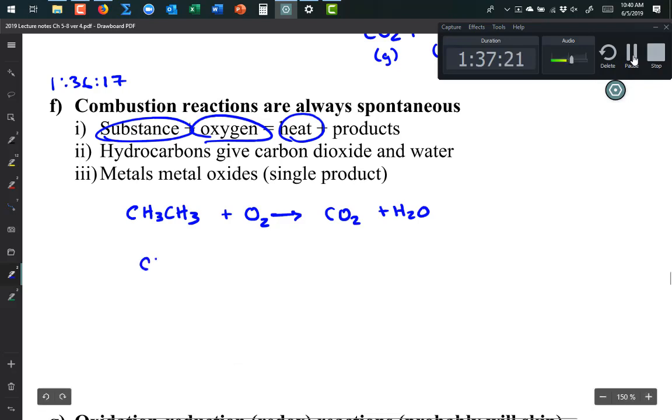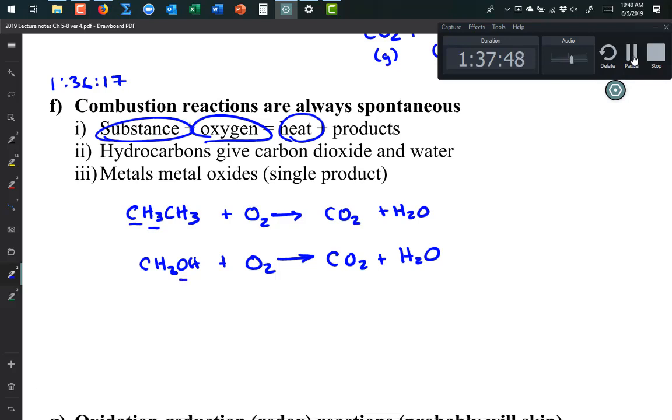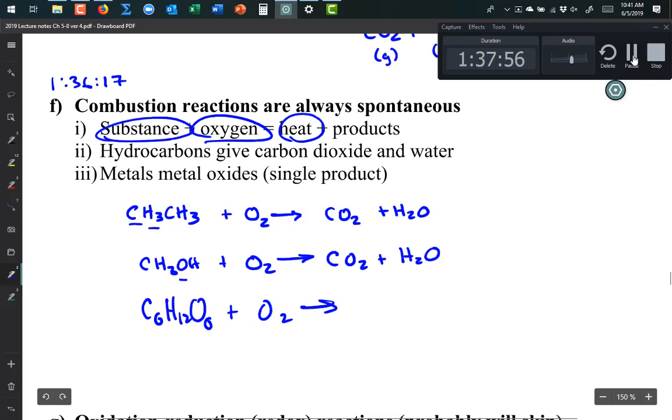If I give you CH3OH and I say you react with oxygen for a combustion reaction, what are the products? Carbon dioxide and water. Okay. Doesn't matter what it is. If it's got carbon and hydrogen in it, and it could have oxygen in it as well, you'll get CO2 and water. So like C6H12O6 plus O2 makes CO2 and water.